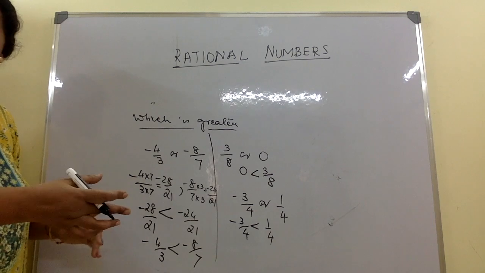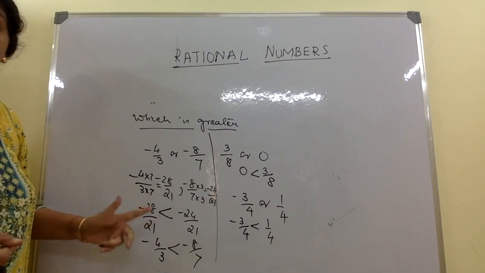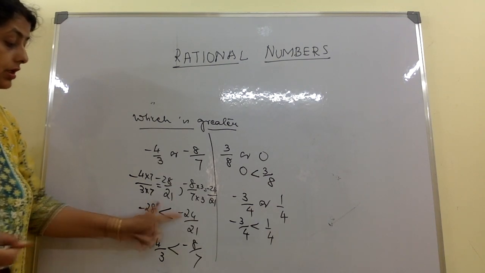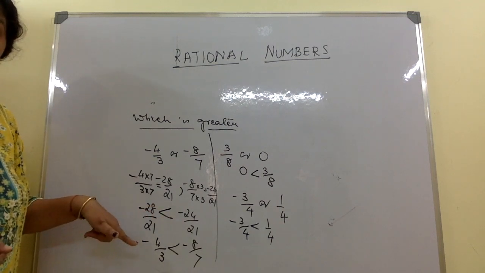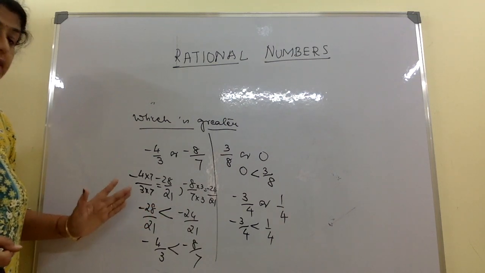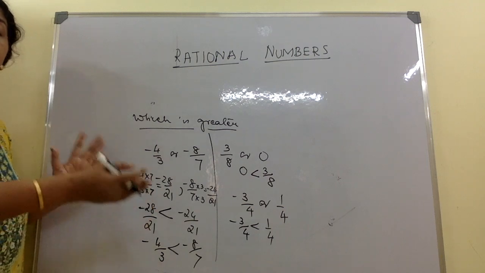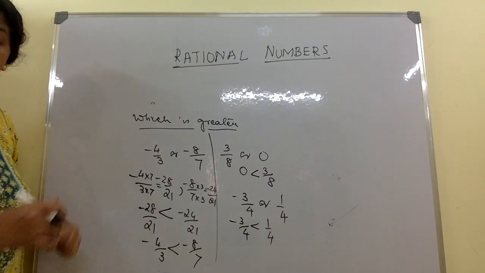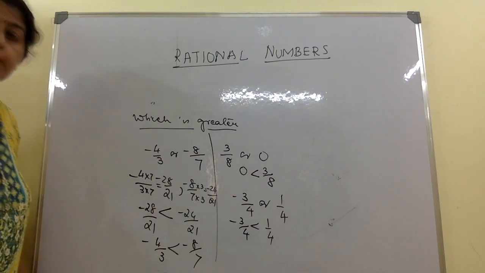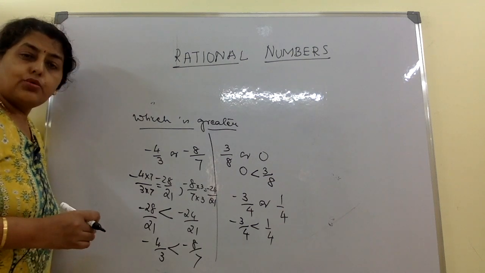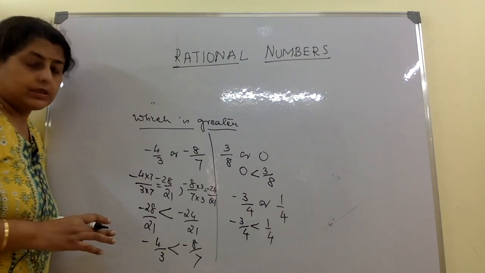And what happens in a hurry, you forget to understand, you see the 28, you see the 24 and you put the sign otherwise. You shouldn't do that, because for negative numbers, the bigger they get, the more they are to the left of the number line. Okay, so we'll wind up here today in this video.